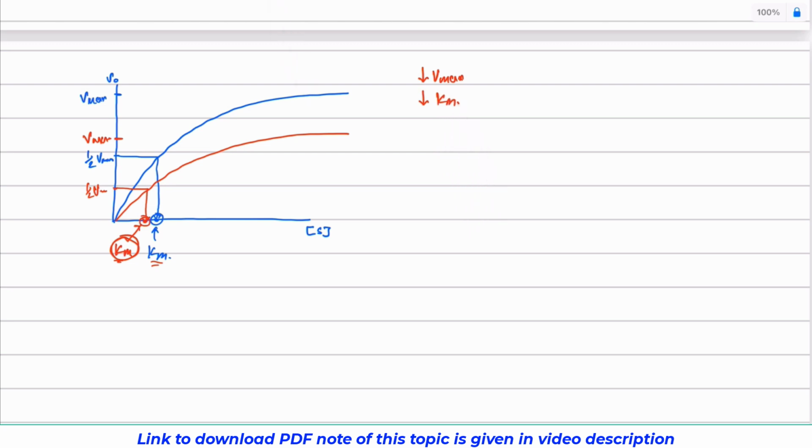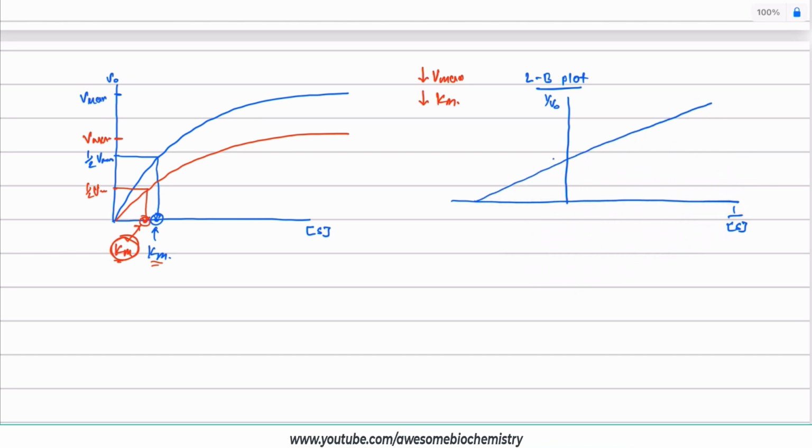Now what about the Lineweaver-Burk plot or double reciprocal plot? On the y-axis, we take 1 by velocity, and on the x-axis, we take the reciprocal of the substrate concentration, that is 1 by substrate concentration. And let's say this line is in the absence of inhibitor, right? So this y-intercept is going to be 1 by Vmax, and the x-intercept is going to be -1 by Km. Here Vmax is decreased, so that means 1 by Vmax is going to be on the upper side, right?